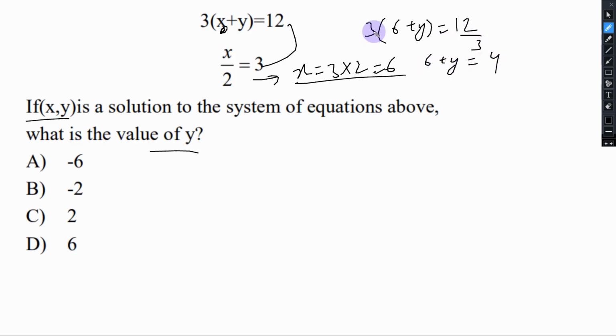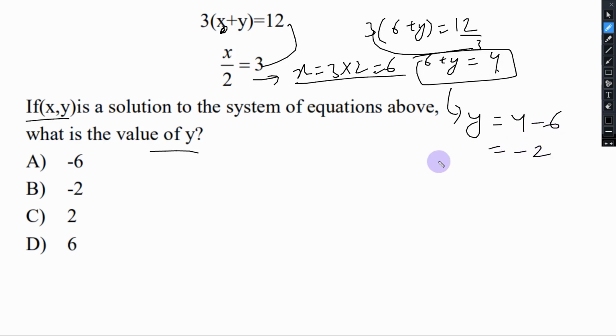Then 12 divided by 3 goes here and it will be 4, and then the next step is y equals 4 minus 6. So the value of y is negative 2. So our answer is B.